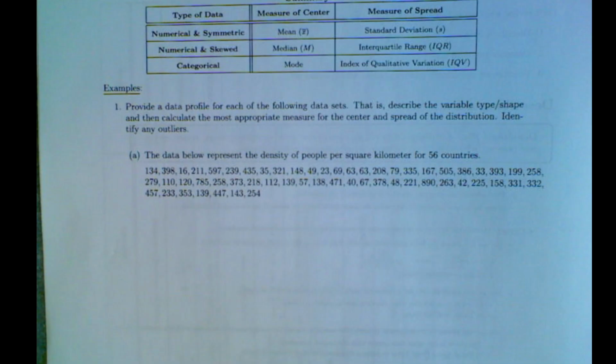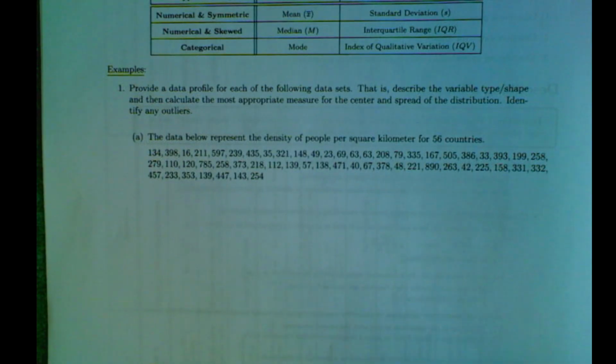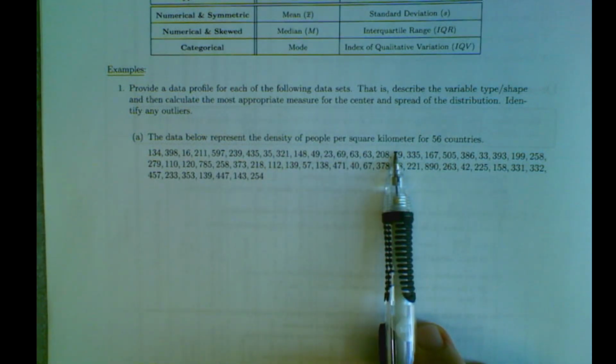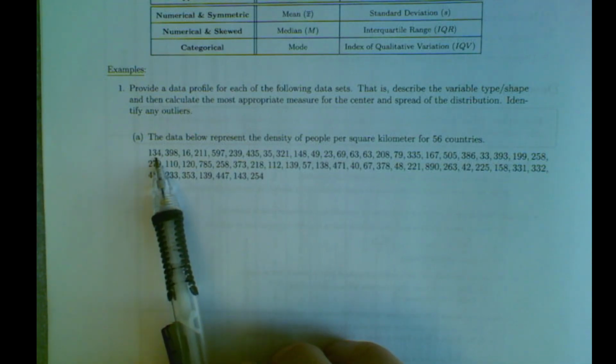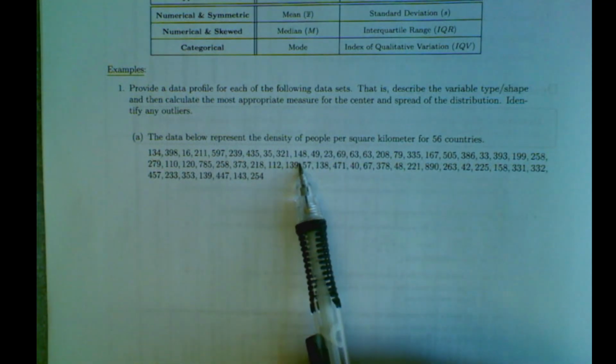This first example says to provide a data profile for each of the following data sets. So let's do that. This first data set is supposed to represent the density of people per square kilometer for 56 countries. The first country on the list had 134 people per square kilometer. That was the population density of that country. This country had 57 people per square kilometer, and so forth.